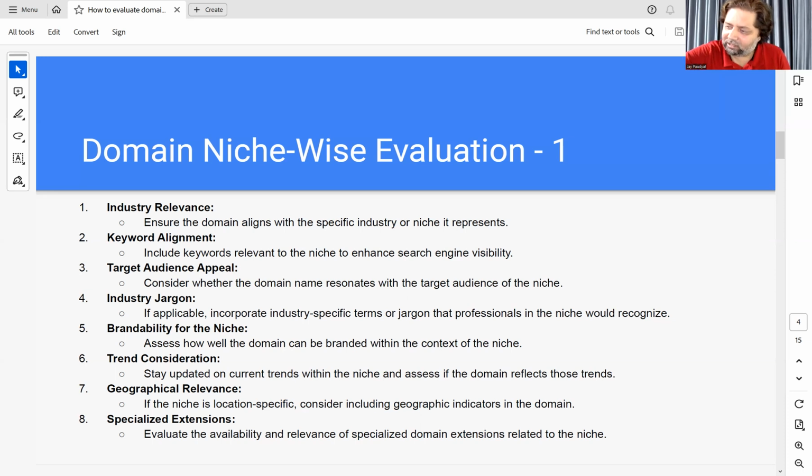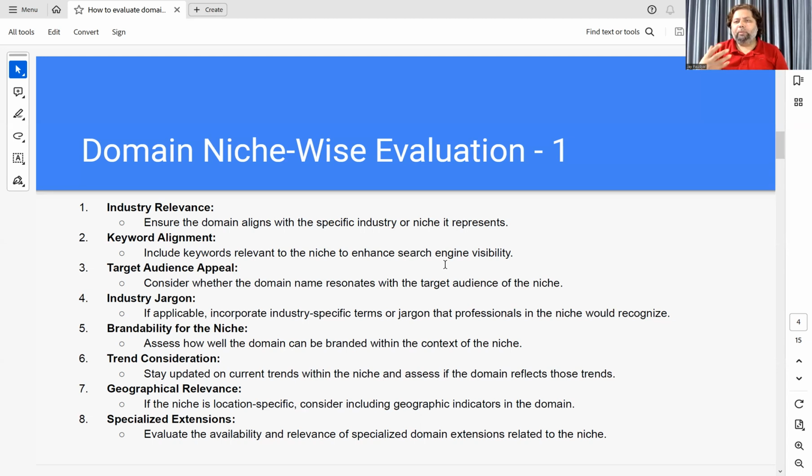What I'm trying to say is that I will explain it in this slide. Industry relevance. See, electronics industry or stationery industry, which is better in terms of the ticket size in retailing? Electronics, right? Okay. So ensure the domain aligns with the specific industry or niche it represents.